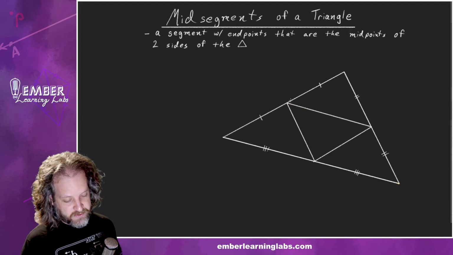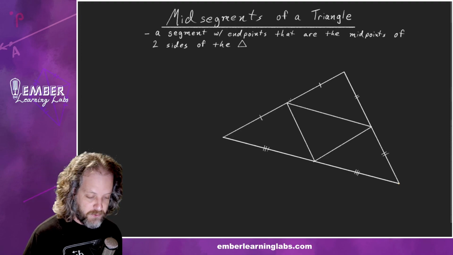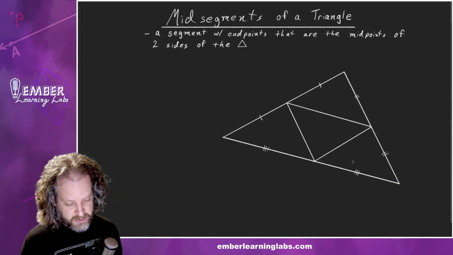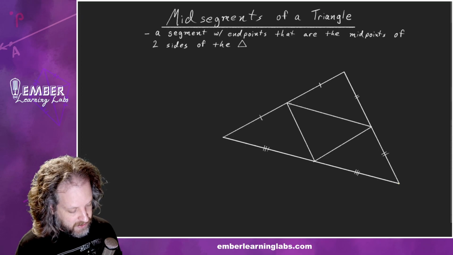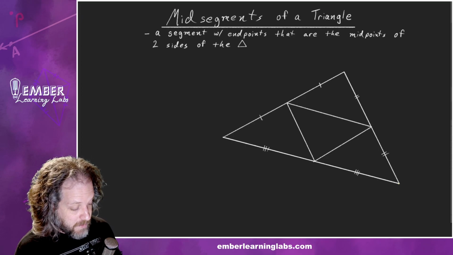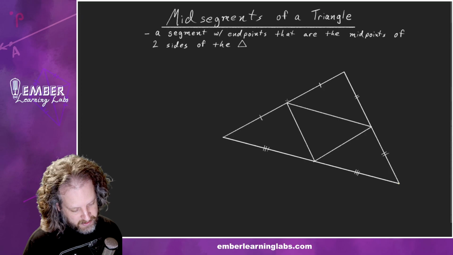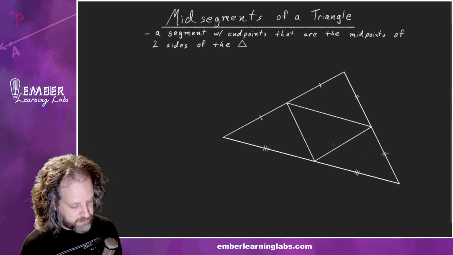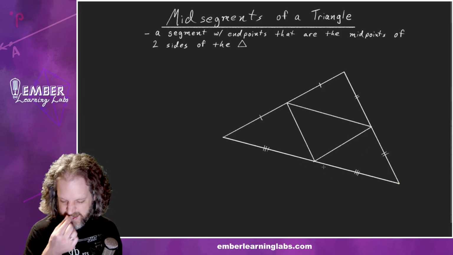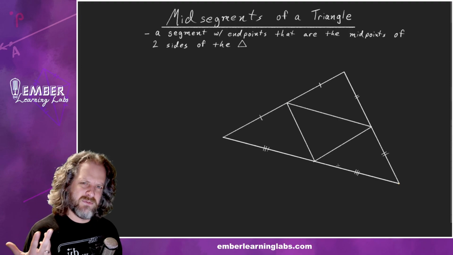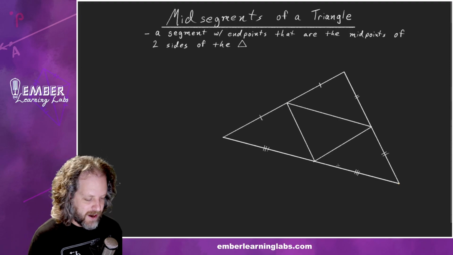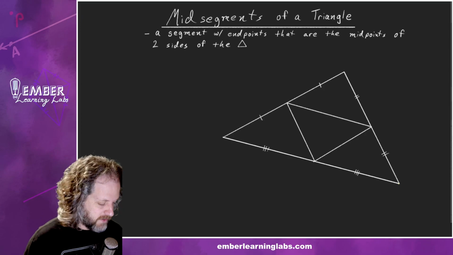So a mid-segment of a triangle is a segment with endpoints that are the midpoints of two sides of the triangle. So like this guy between this midpoint and that midpoint, he's a mid-segment, and this is a mid-segment, and this is a mid-segment. So it connects the midpoints of, I was about to say opposite, but that's not really right, of another side, any other side, right?